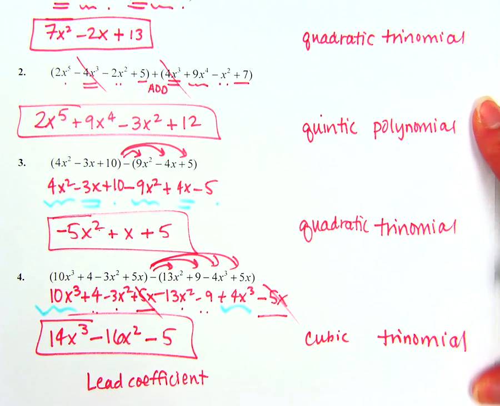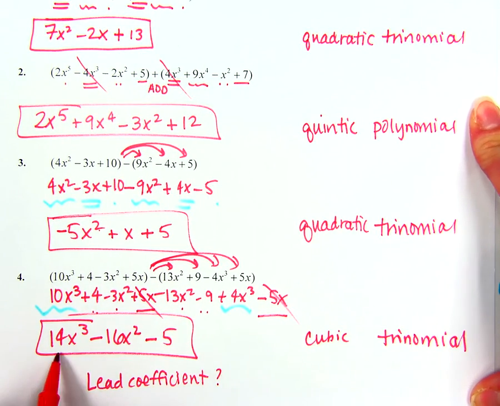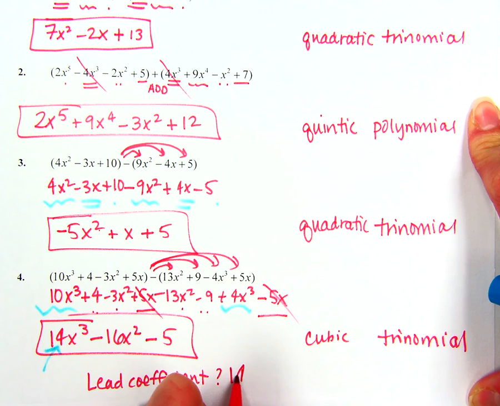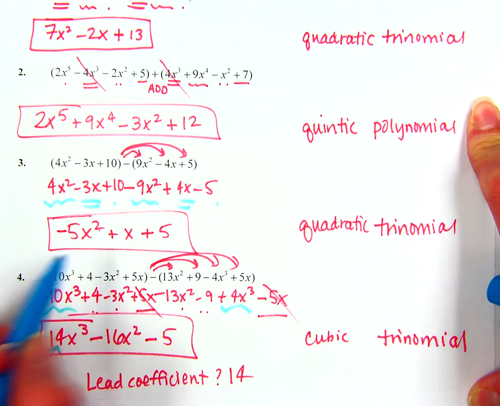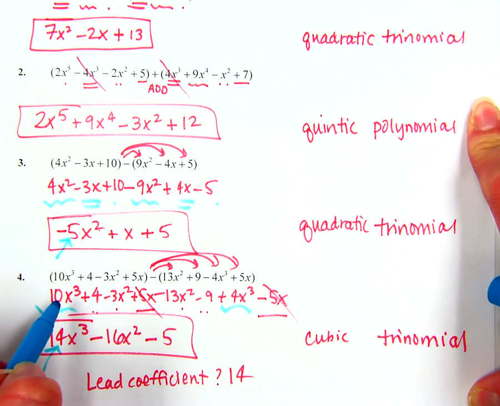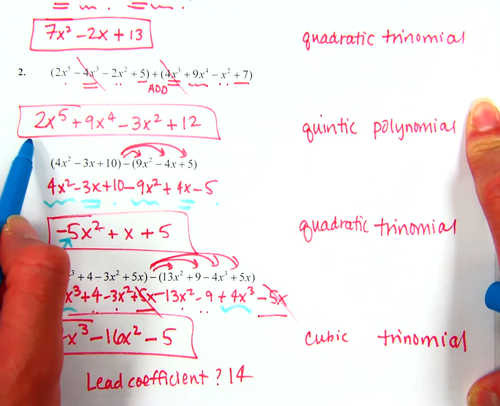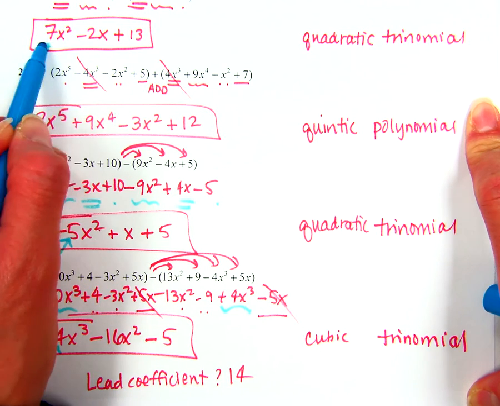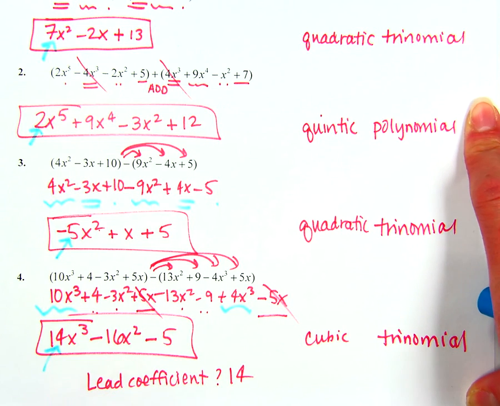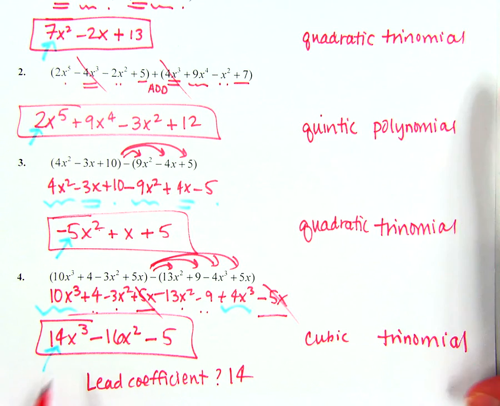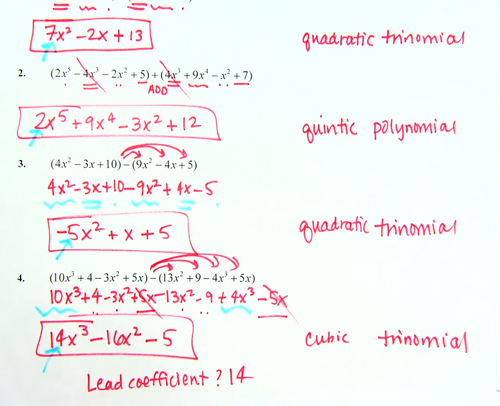And then the last thing is there may be some questions about what is the lead coefficient. Okay, so your lead coefficient is just your first term. So my lead coefficient here would be 14. All right, my lead coefficient in this problem is negative 5. My lead coefficient here is 2, and my lead coefficient here is 7. So lead coefficient is just the first number when it's in standard form. And you can leave off the variable, so just the constant.